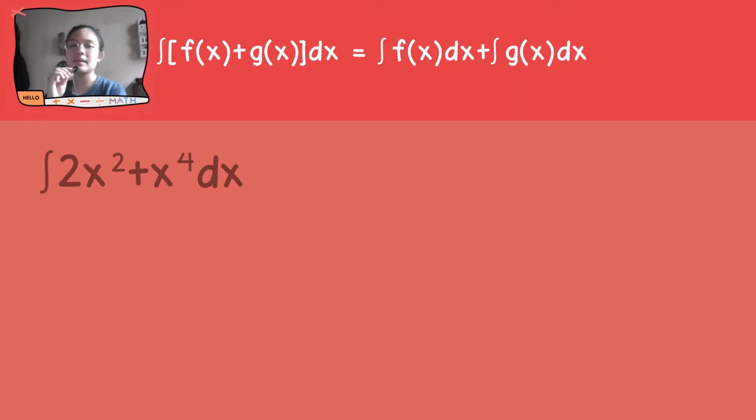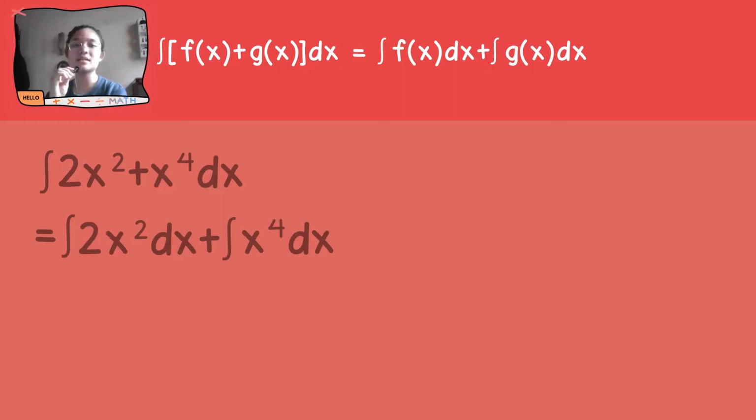The problem can be read as the integration of 2x squared plus x raised to 4 dx. All we need to do here is separate the 2x squared from the x raised to 4. So now, we need to find the integration of 2x squared dx plus the integration of x raised to 4 dx. Now you can see in the integration of 2x squared dx, there is a constant inside. So we just need to do the same thing as we did previously.